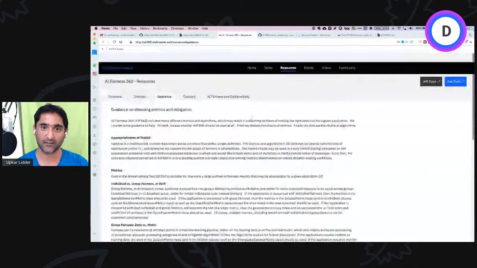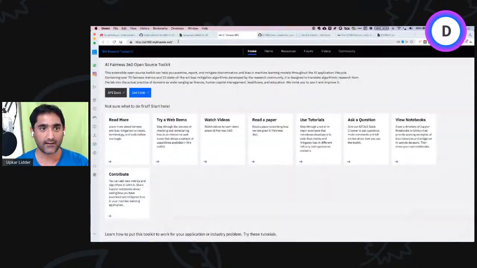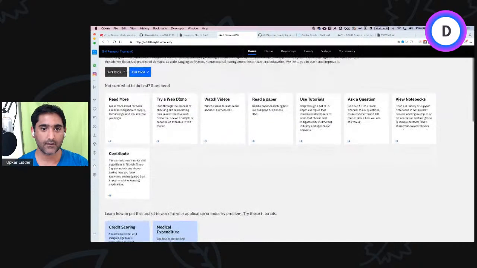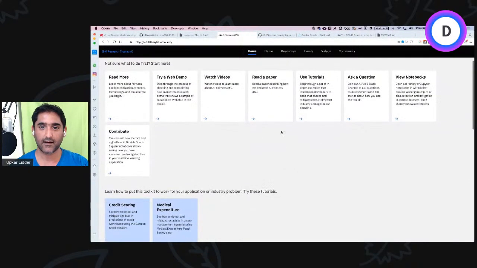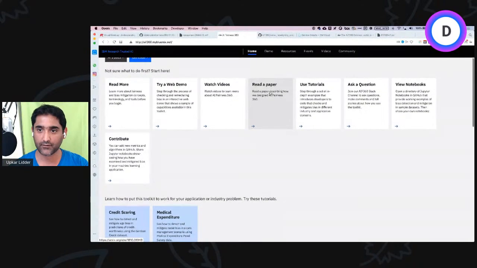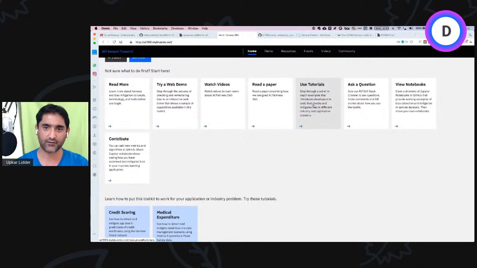Here is the AI Fairness 360 sort of homepage. Let me put this here. So here, this is the homepage for AI Fairness 360. As you can see, there's a web demo. We'll go through that. There's this paper here by IBM describing the toolkit itself. So it's a good read. There's a bunch of tutorials. Tutorials are normally in the form of Jupyter notebooks that you can import. Hopefully they're doing some R tutorials as well.